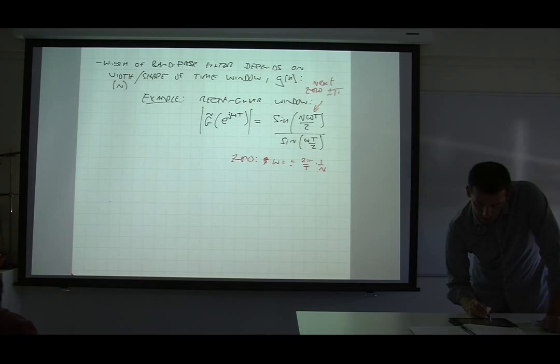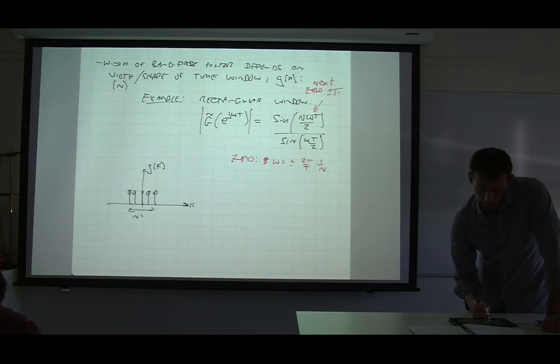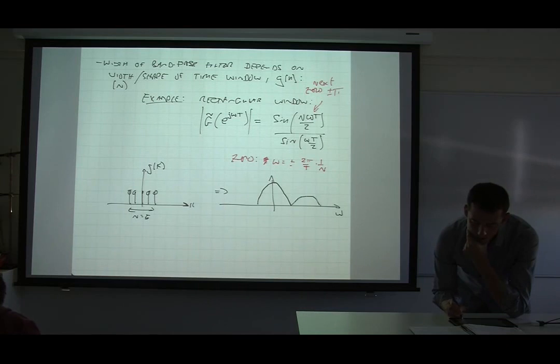So let's draw a picture. Here we would have k. Perhaps we have a narrow window in time. So this is my function g of k, where it has only a very few samples which are non-zero. Maybe it has 5. This is my n samples, n equals 5. And what would the transform of that look like? This is just a sketch, but it's got some shape that looks like this. I'm drawing the magnitude of it. It would go negative, but let's just keep with the magnitude. It will go like that, and so on.